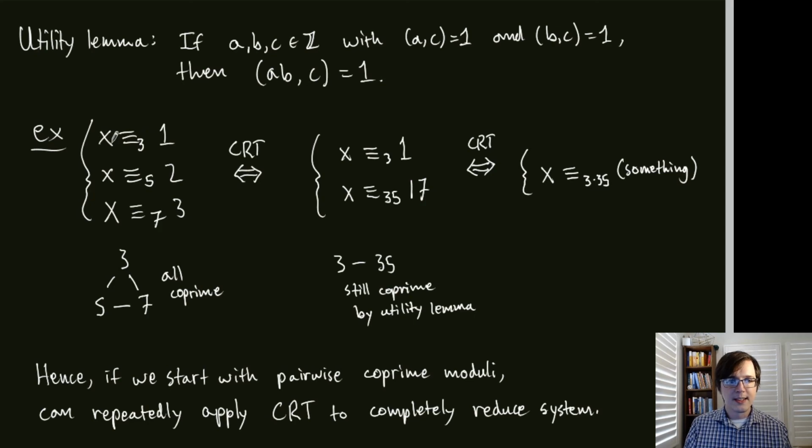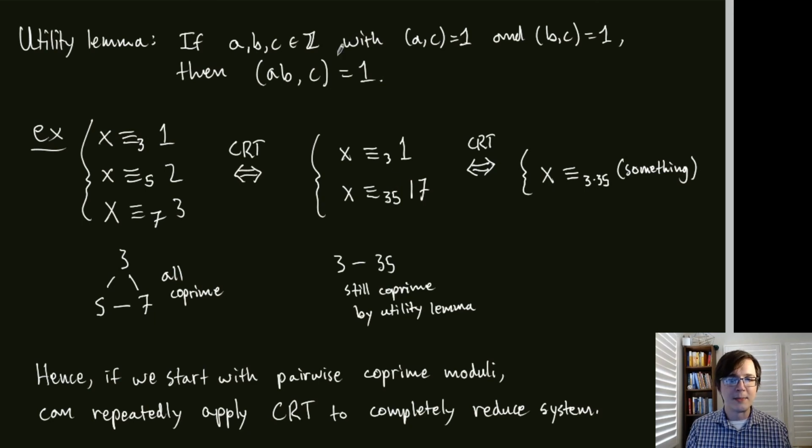Okay, so let's look at this system of three congruences. X is congruent to 1 mod 3, and then mod 5 and mod 7, it's 2 and 3, like before. And then 3, 5, and 7 are all coprime. And I just made this sort of diagram up to represent which things are coprime to each other, which is all of them. So by the Chinese Remainder Theorem, being able to solve these latter two congruences is equivalent to solving the single congruence that X is congruent to 17 mod 35.